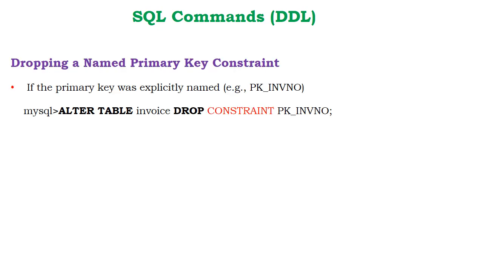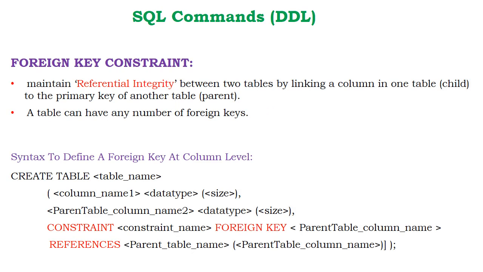Dropping the primary key constraint using the alter command. For example, alter table invoice drop constraint and the constraint name. So automatically the constraint is removed from the table. And the next one is the foreign key constraint.